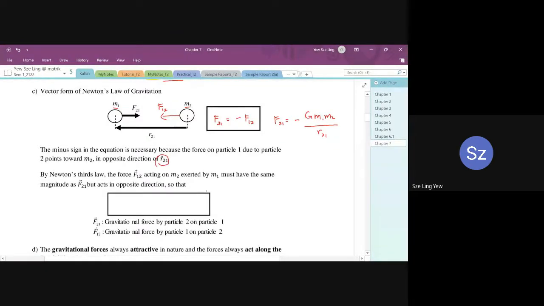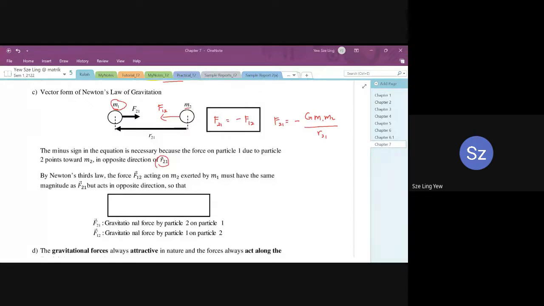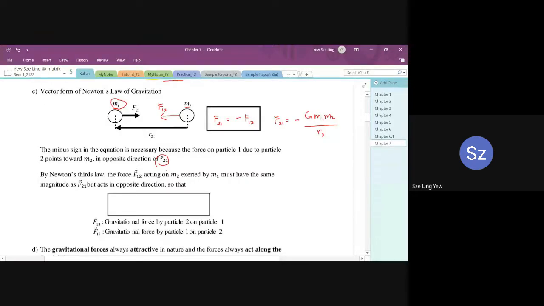So we often look at the directions in the opposite direction. The minus sign in the equation is necessary because the force on particle 1 due to particle 2 is attracted towards M2, but if you calculate the force, you use R21. So for R21, the direction is opposite. Basically, you just have to know the existence of this relationship. In calculations, we seldom look at the directions of R. Usually, we just look at the magnitude, and then we determine the directions based on the diagram given, based on the force.